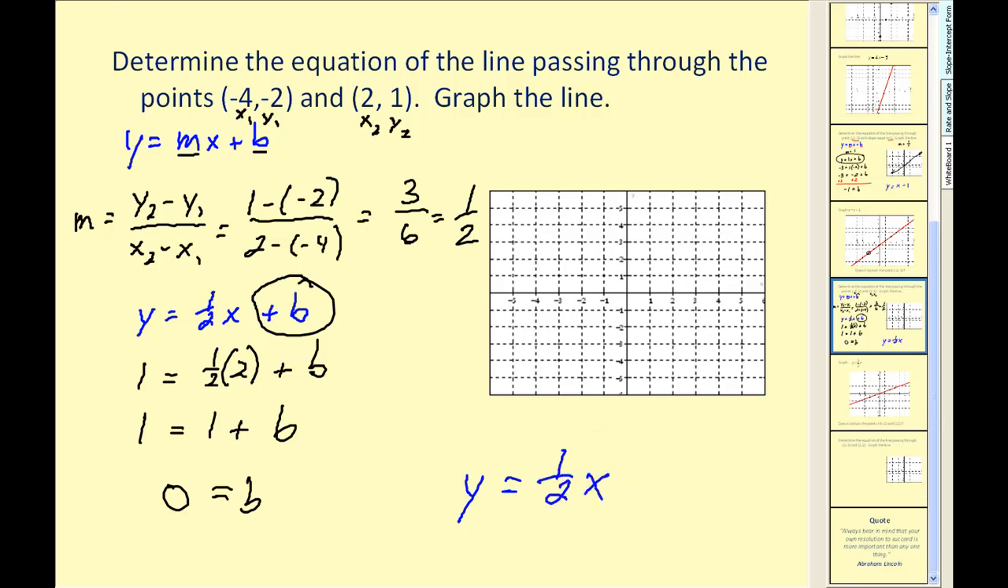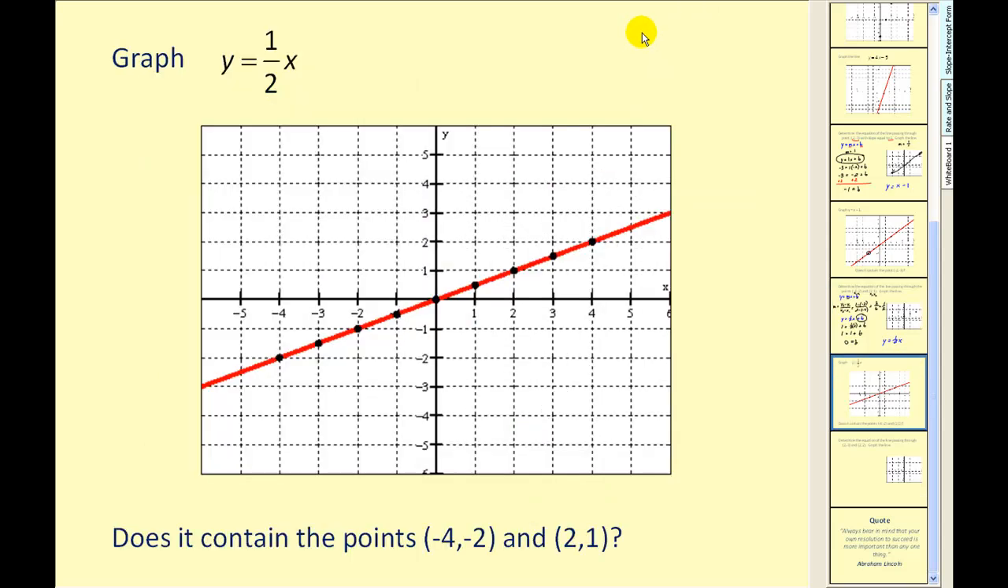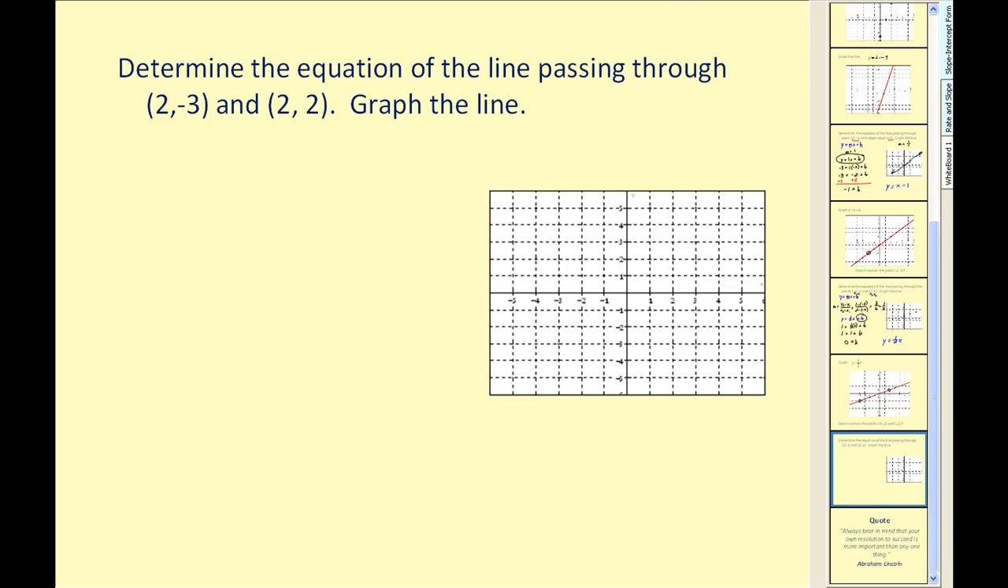Let's go ahead and plot some points and then sketch our graph. We know our y-intercept is 0. This point is on the line. From here with a slope of 1/2, we would go up 1 and right 2, up 1 and right 2. We would make our line. I've already sketched it on this screen here. So here's our line. Let's just double check that it does contain the points -4, -2 is here, and also the point 2, 1 is here. Our work looks good.